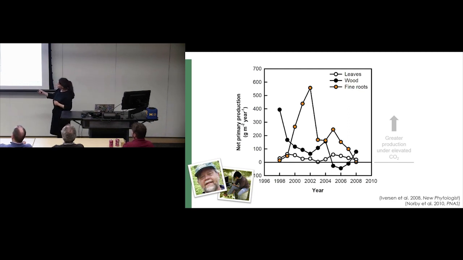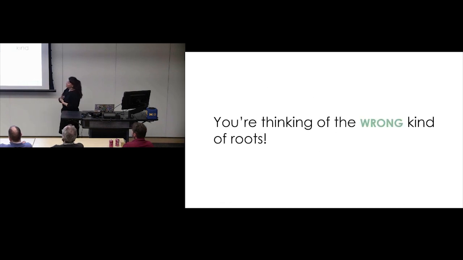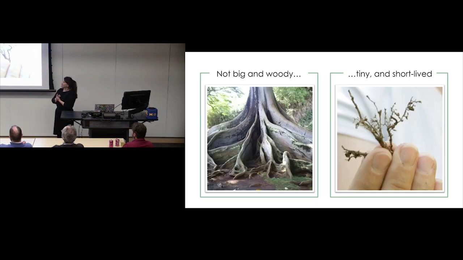So increasingly, that extra carbon fixed was allocated to the production of fine roots to take up water and nutrients to grow bigger trees. But you're thinking of the wrong kind of roots. So not big and woody like the banyan tree in Hawaii, or coarse roots that you might trip over when you're walking around in the forest, but tiny and short-lived, often only for the span of a year. So these roots that do the hard work of water and nutrient acquisition for the plant are tiny but mighty. And those are my fingers, so obviously not to scale.